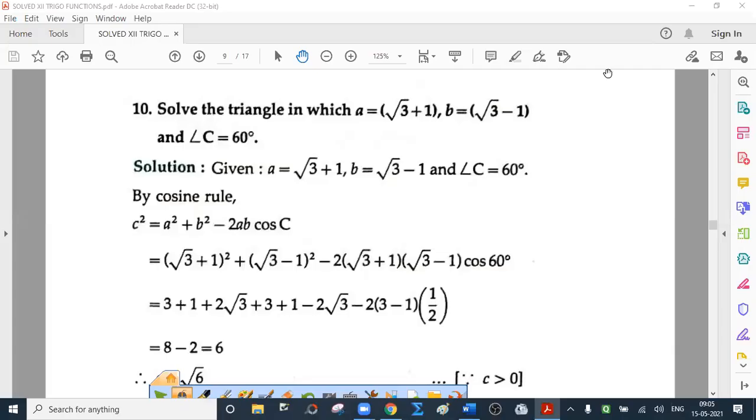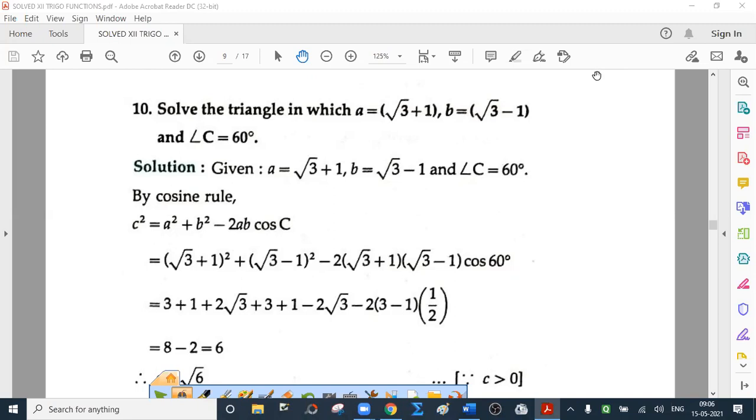Sum number 10. You have to write the solution after the lecture. Solve the triangle in which A is root 3 plus 1, B is root 3 minus 1 and angle C is 60 degrees. What do you mean by solving a triangle? See, for any triangle ABC, there are 6 elements. Small a, b, c, which are the lengths of the sides, and capital A, B, C, 3 angles of a triangle. Now, out of these 6, 3 will be given and remaining 3 we are supposed to find.